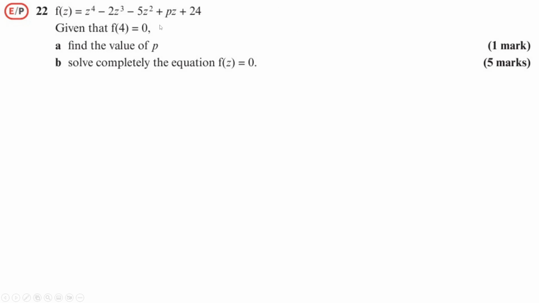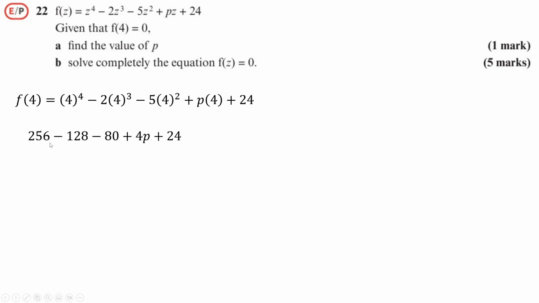Anyways, f of 4 equals 0, we've got this. We don't have p, so we'll just plug in z equals 4. Expand this out, this is 256. 4 cubed is 64, 64 times 2 is 128. 256 take away 128 is 128. 4 squared is 16, 16 times 5 is 80. 128 take away 80, 4p, and then this is just 24. Like I said, that's 128, and then just evaluate this. You get 72 plus 4p.